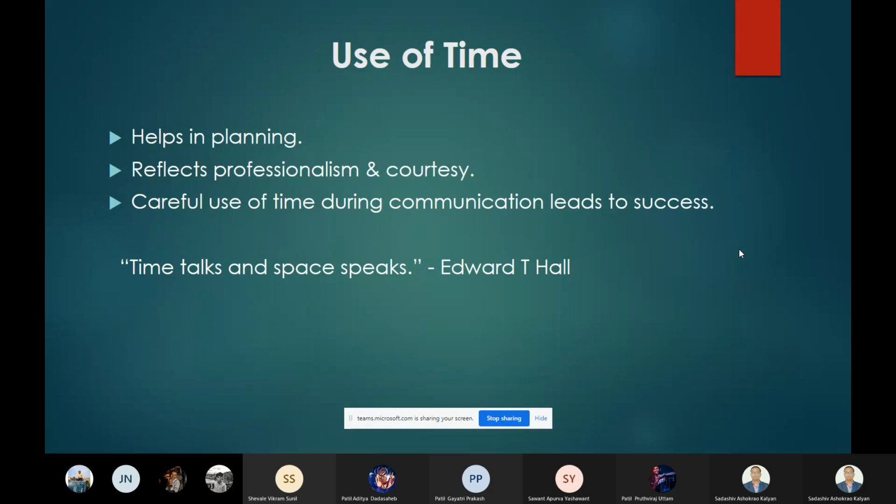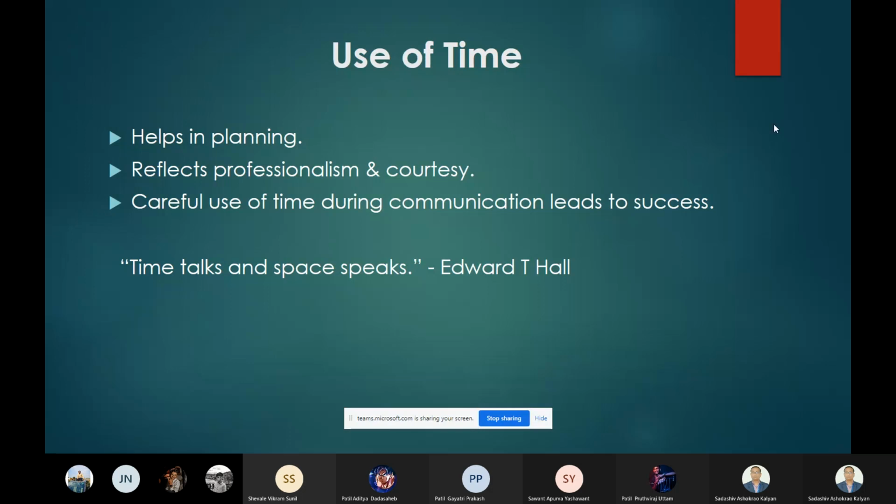Using our time properly shows our planning, and it also reflects one kind of courtesy, the you attitude that we maintain, as we have studied especially in business correspondence, while writing an email or a job application. If we use our time properly, it also shows our professionalism. So that's why we want to take care.